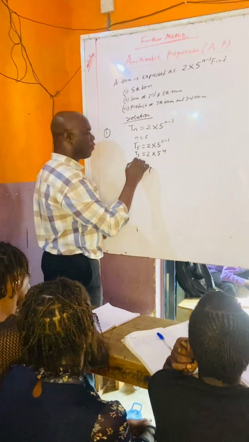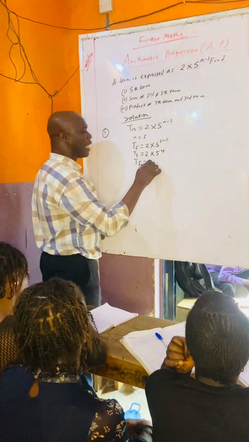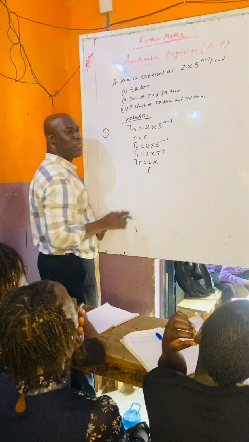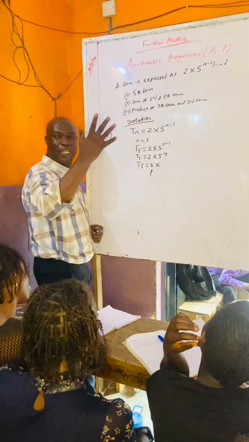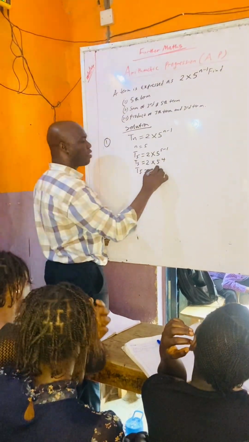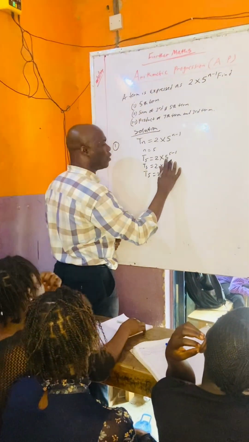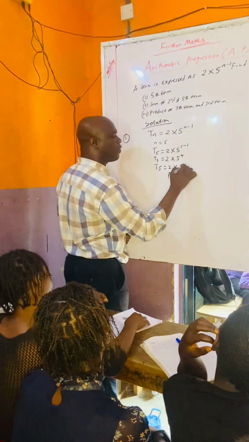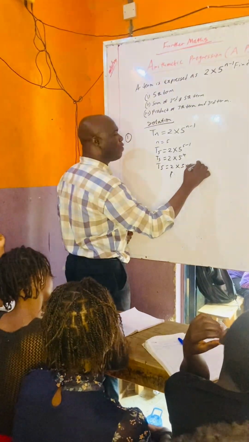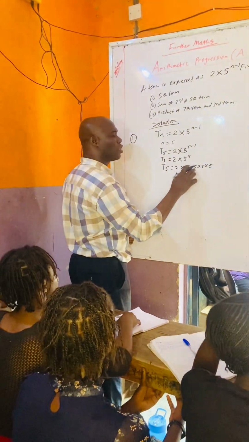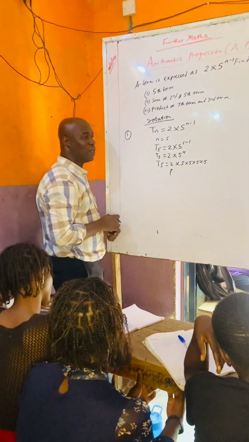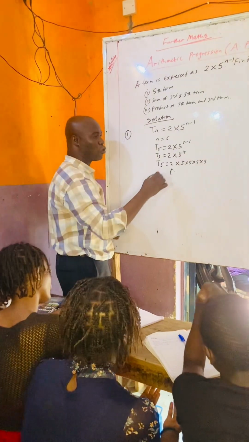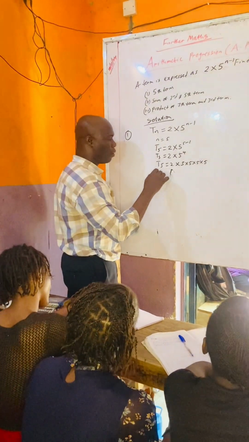And T5 will be equal to 2 times, this 5 means 5 in 4 places. Let me write it: 5 times 5 times 5 times 5. 1, 2, 3, 4. That's 5 in 4 places. Then now you can multiply through. Can we go now?